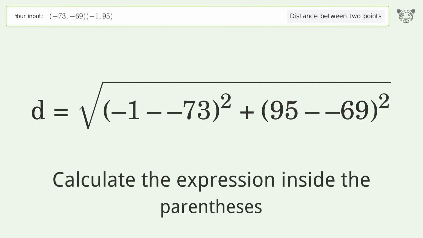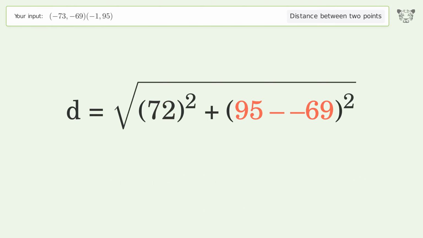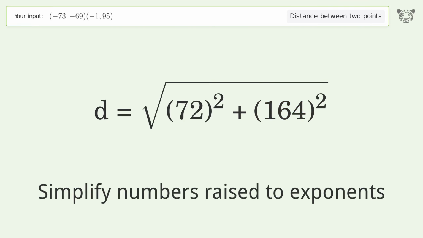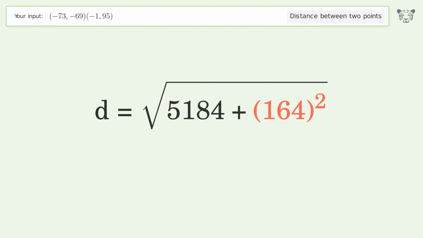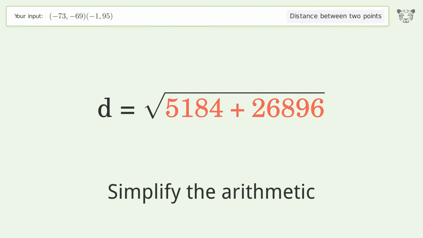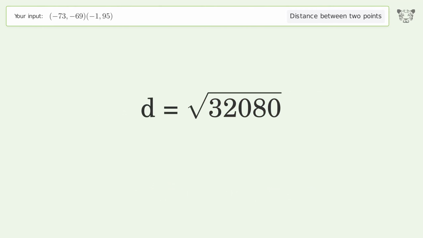Calculate the expression inside the parentheses. Simplify numbers raised to exponents. Simplify the arithmetic. And so the distance between the 2 points is the square root of 32,080 or 179.109.